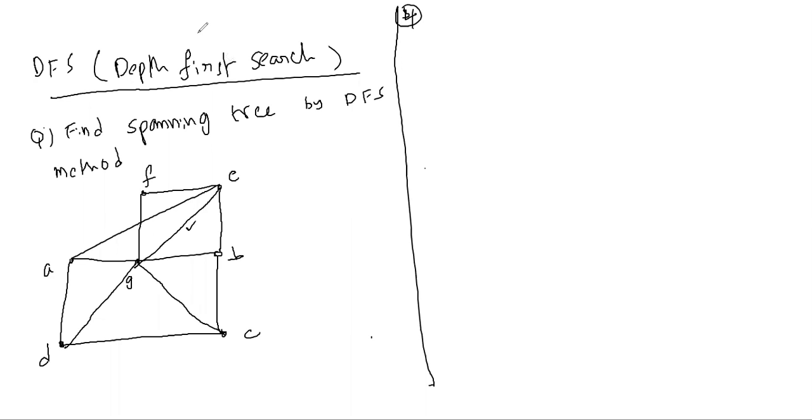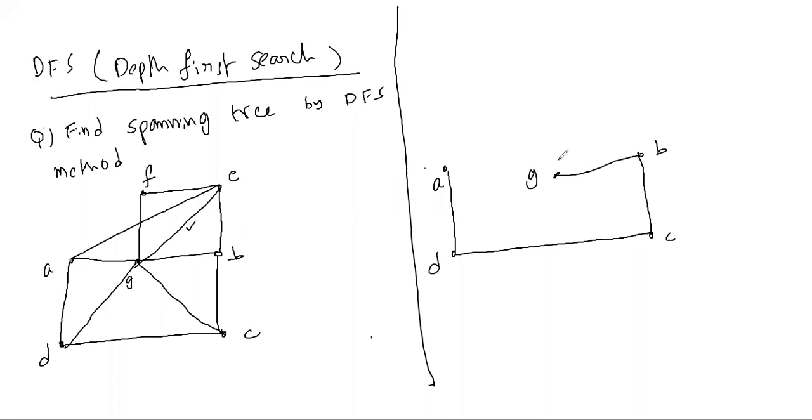Simply, listen here, in one line: select arbitrary vertex A. Next, A to D. Next, D to C. Your choice is going any way. You can go A to G also, doesn't matter, but it should not form a cycle, a closed loop. Next, C to B. Next, B to G. Next, G to E. Next, E to F. All vertices are covered, therefore it is a spanning tree.